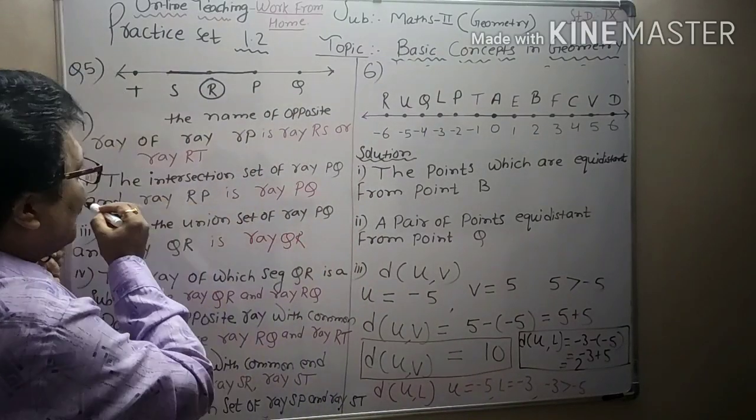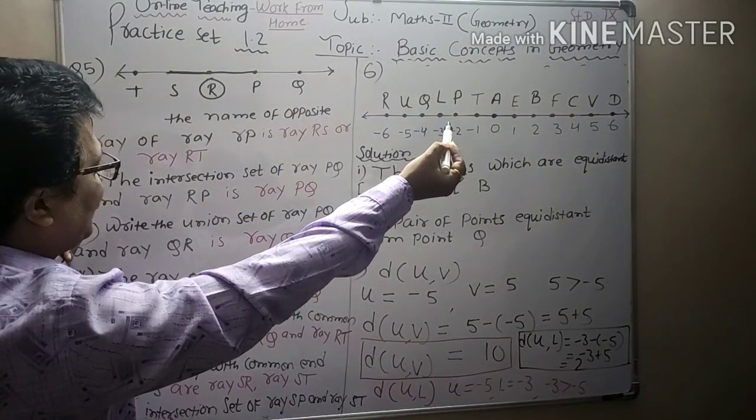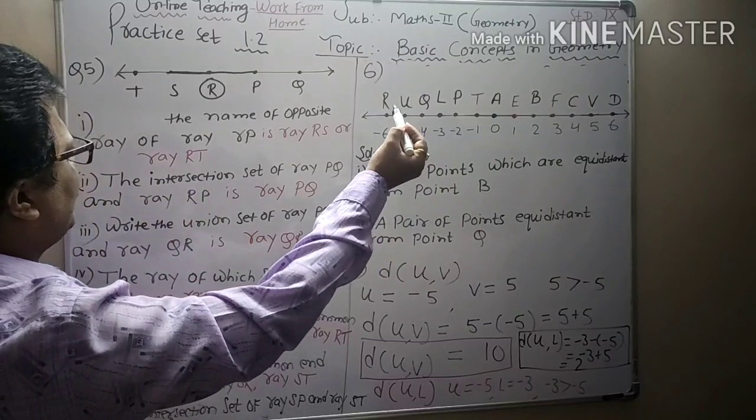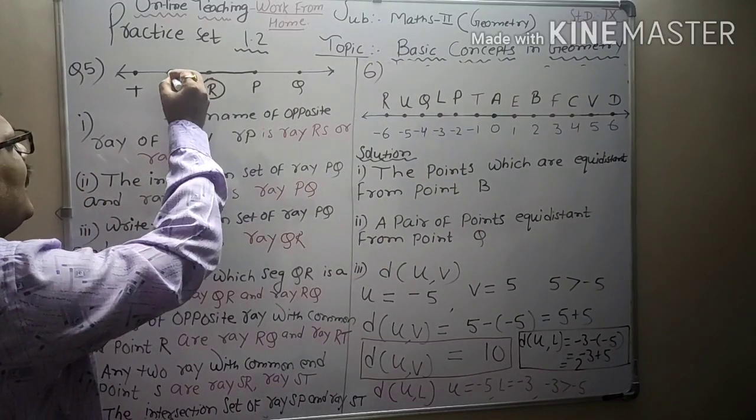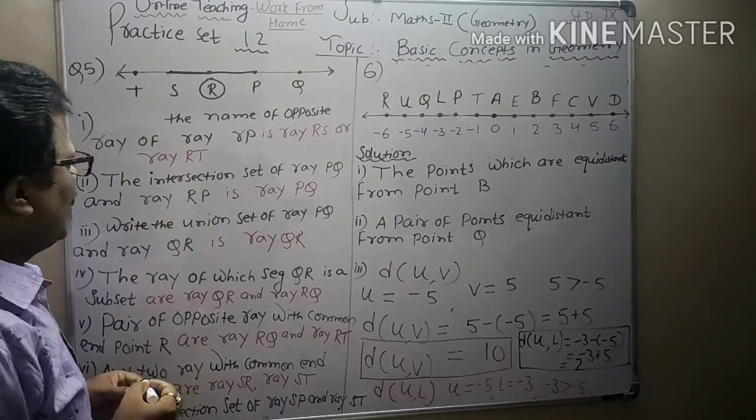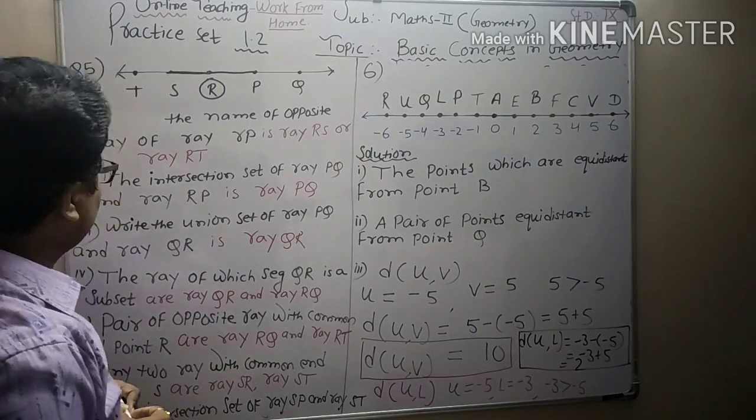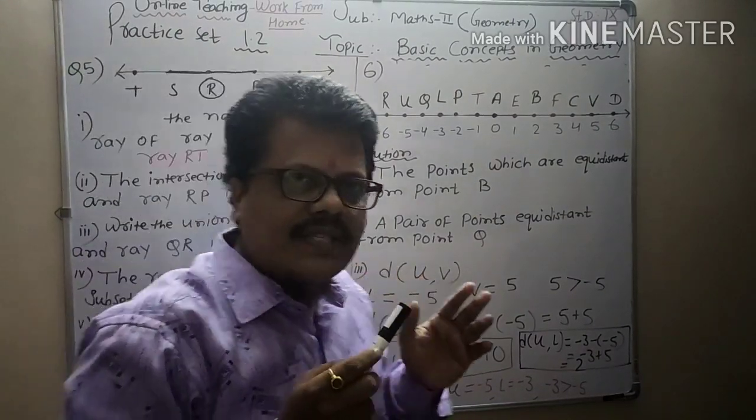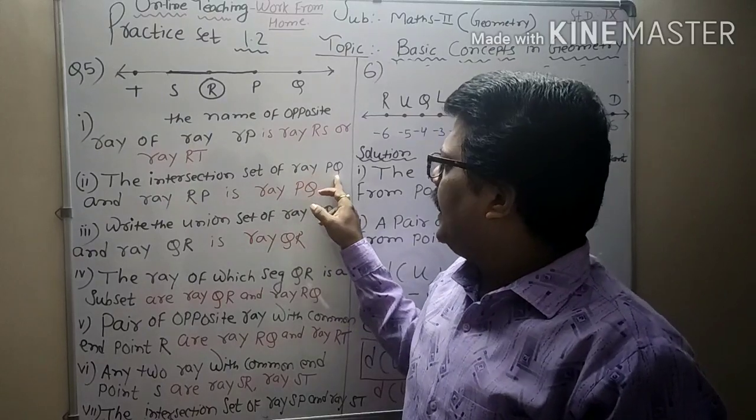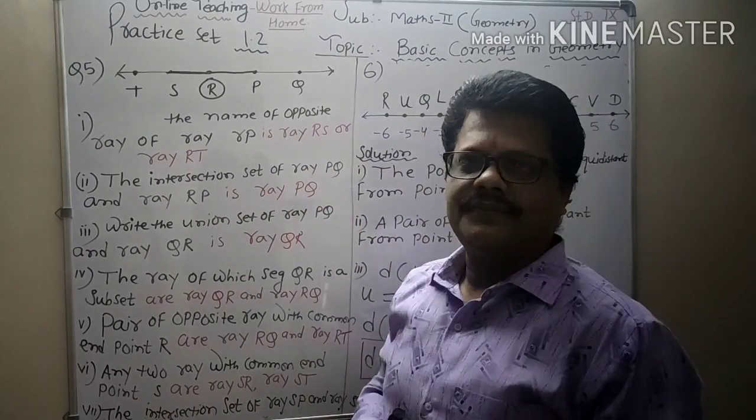From point R, I am moving to the right side, RP. And then on exactly the opposite left hand side, what comes? RS, or we can also say RT. Then see question number 2. The intersection set of ray PQ and ray RP.